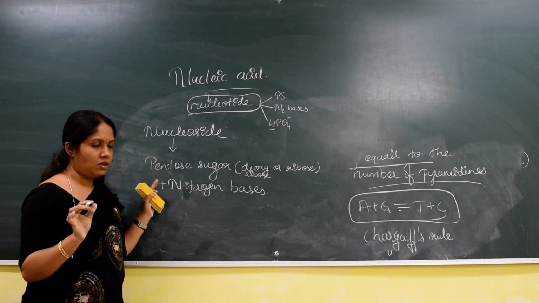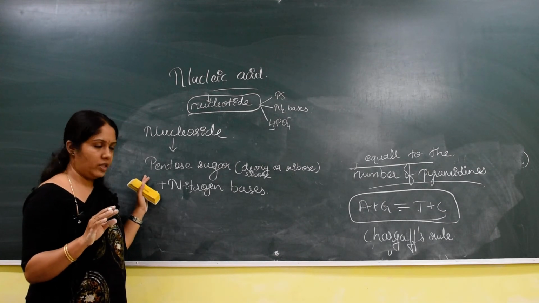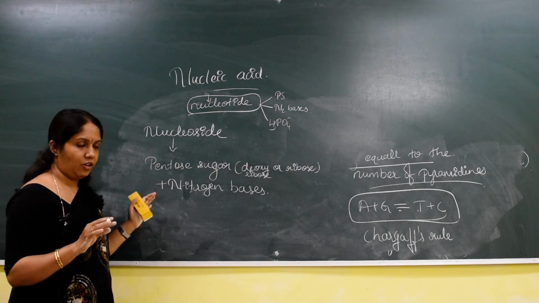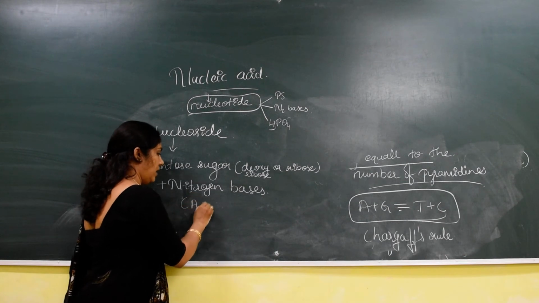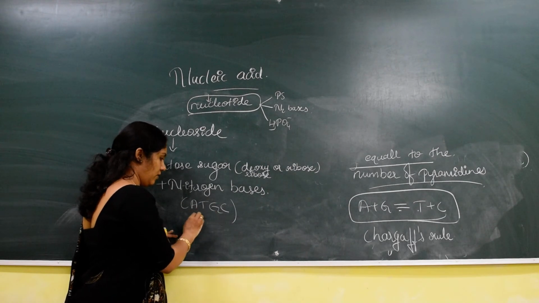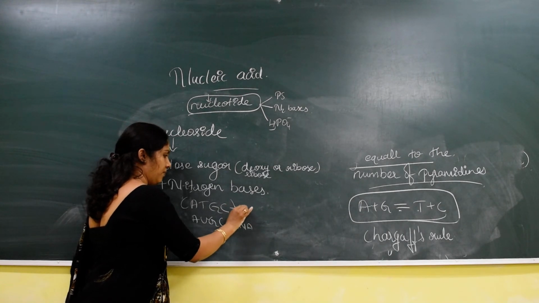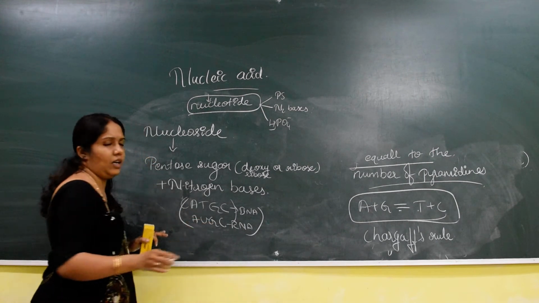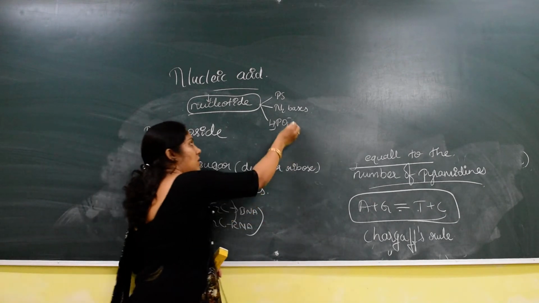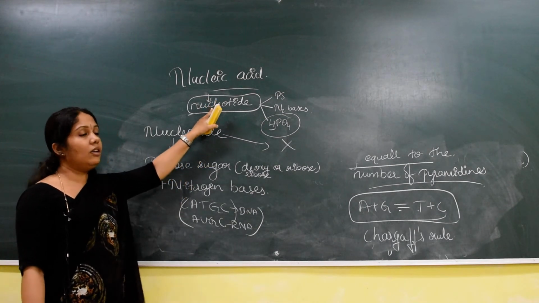So don't get confused. If you write it down in a proper systematic way, it will be very easy. The pentose sugar may be either deoxy or ribose. Along with that, it consists of nitrogen bases, the same ATGC purines and pyrimidines: ATGC in case of DNA, AUGC in case of RNA. So there is no change in the nitrogen base. The only thing lacking in nucleoside is the phosphate group. This phosphate group is completely absent in nucleoside, but present in nucleotide.